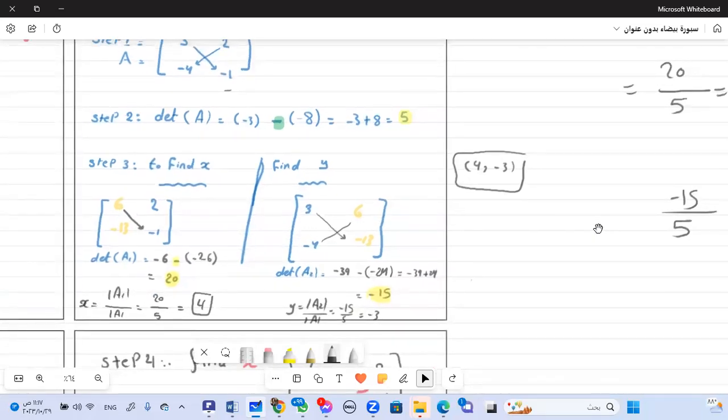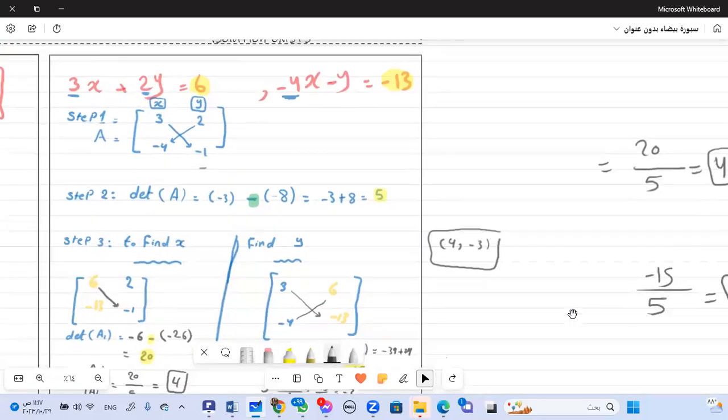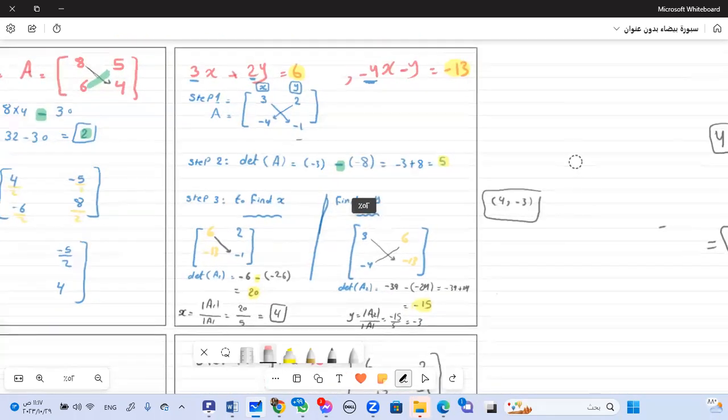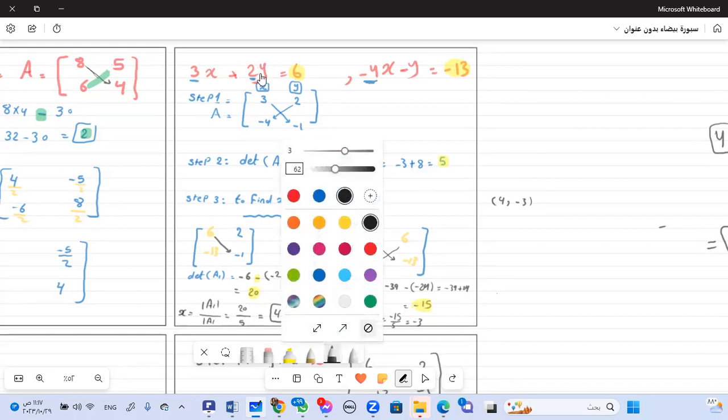Yes, ordered pair. Okay. To check your answer, how can you check your answer after you finish and you want to make a revision? How can you check your answer and know this is the correct answer? Take the value of x, 4, and negative 3 and substitute in the first equation. Come on, try to check your answer now. So it will be 4, to check your answer.